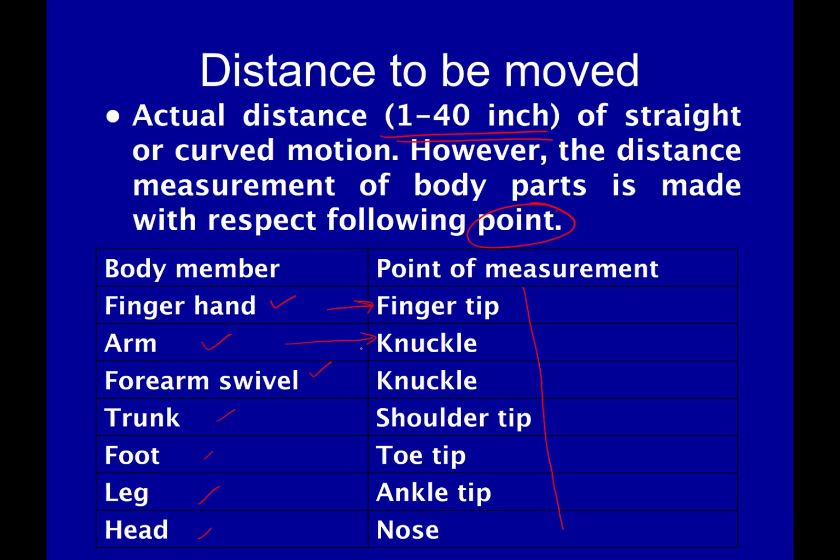If the arm is moving, the knuckle is the point of measurement. So based on the location of these reference points, the distance traveled is measured, considering the movement of these body parts. For example, the distance traveled by the head is measured with respect to the change in position of the nose. Similarly, the distance traveled by the leg is measured with respect to the movement of the ankle tip. Similarly for the foot, the toe tip is used.